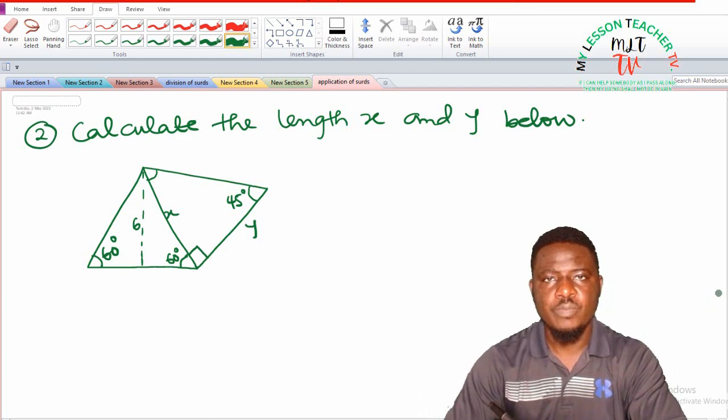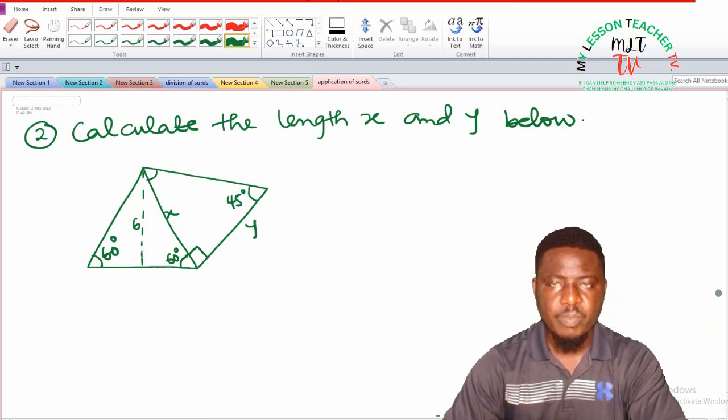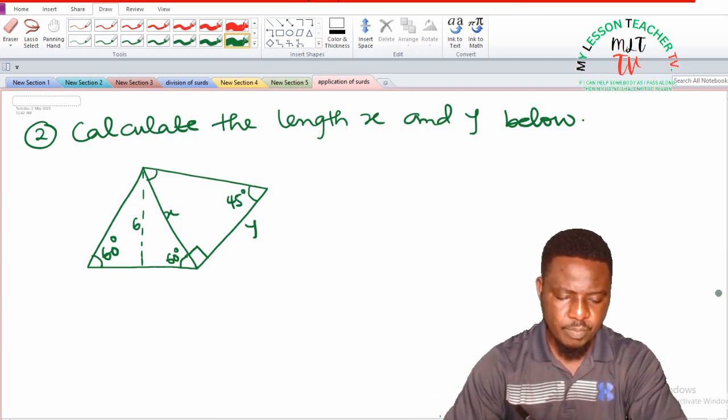Today's class is a continuation of our previous classes on applications of surds in solving triangles. In today's class, we shall be solving more exercises on application of surds. Question 2 says we should calculate the length of x and y below.